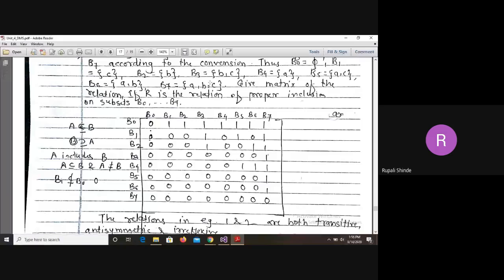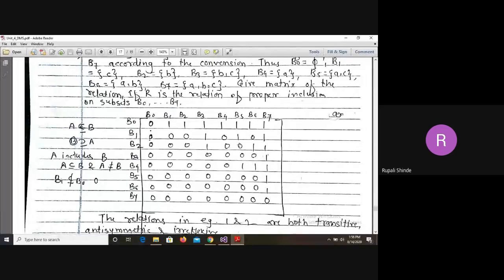Means what? It is satisfying the conditions for proper subset. That's why we have to mark B1, B3 as 1. For this pair, we have to mark it as 1 because B1 is a proper subset of B3. Now next one is B1, B4. B1 is equal to set C, B4 is equal to set A. Now again, B1 is not a subset of B4, that's why we have to mark here as 0.